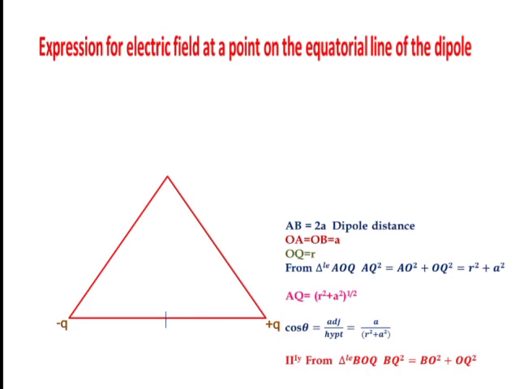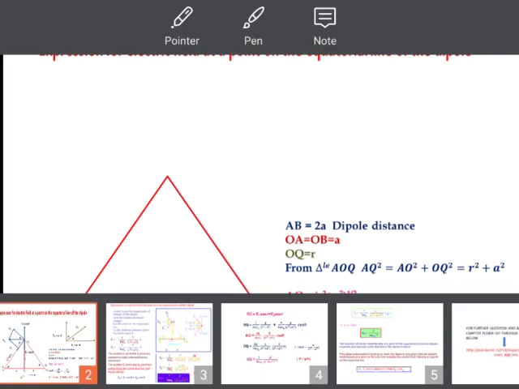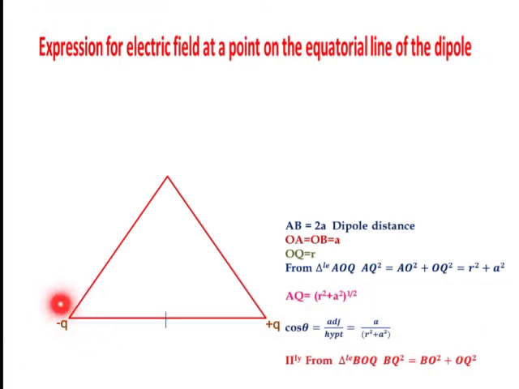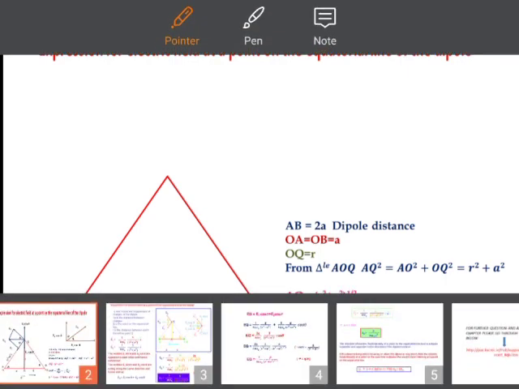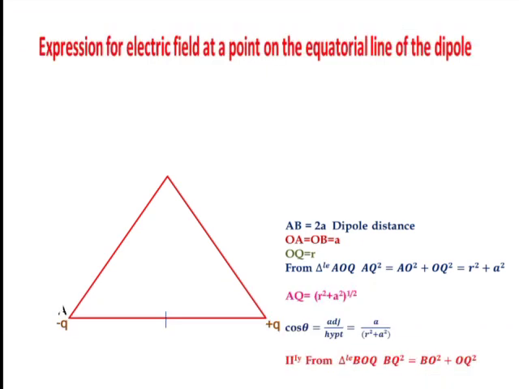Suppose we consider a dipole. What is a dipole? A dipole is nothing but a negative charge and a positive charge. Suppose we draw one imaginary line between these two, then this is called a dipole. This is A and this is B. AB is a dipole. At A it is a negative charge, at B it is a positive charge. O is the midpoint of the dipole AB.